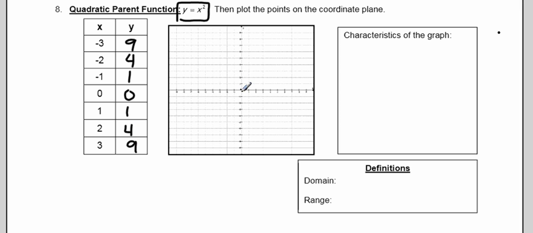Let's go ahead and plot these points. And then connect it with a nice curve with arrows on the end. Because if you notice in your table, there are plenty other points we could plot, but we don't want to, so we put arrows to show that. So some things to notice about this quadratic parent function is that it creates a U shape. It goes through the origin.